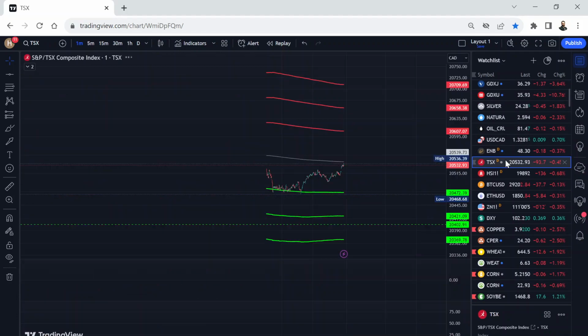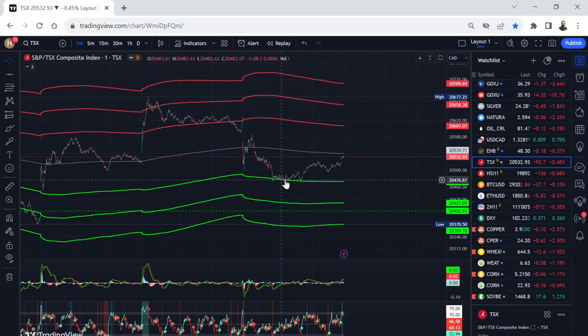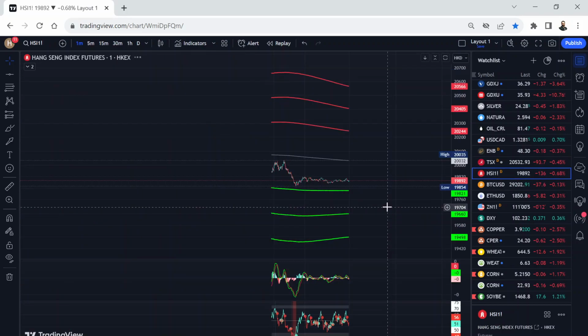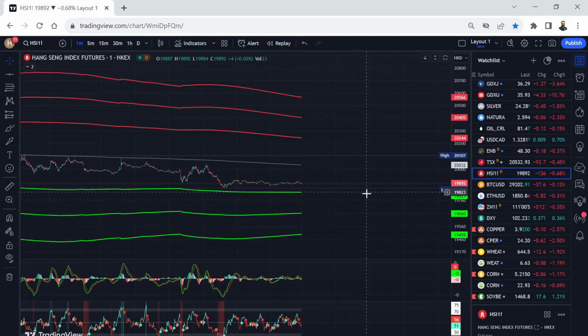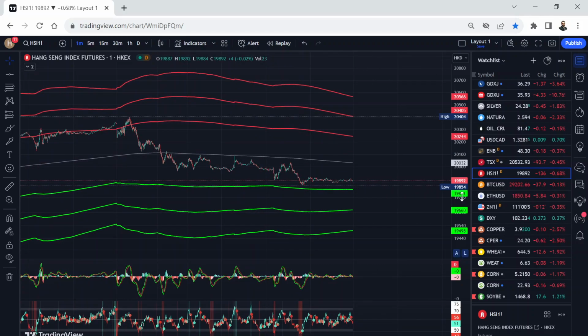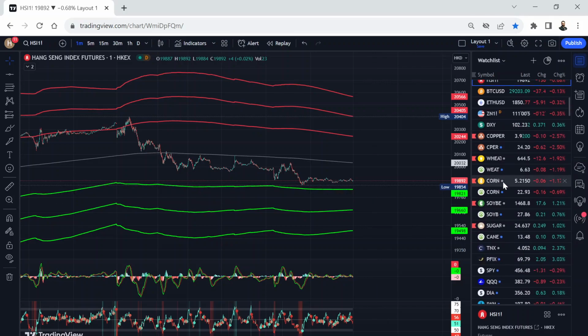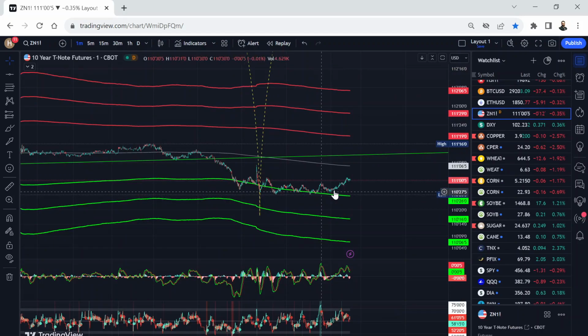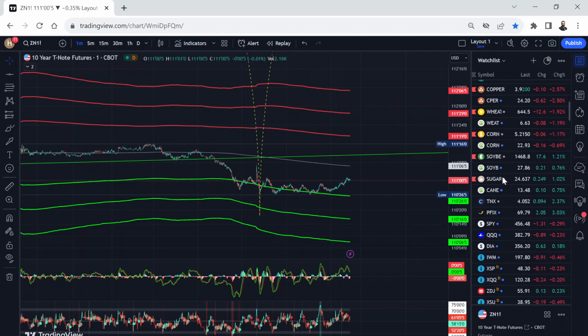And let's look at TSX, Toronto Stock Exchange. This touched the buy zone and is bouncing now. Hang Seng Index came very close to the buy zone. So these are the levels. Tomorrow, if we drop below 19,821, look to buy Hang Seng Index or Alibaba, Baidu. You can buy any of these stocks. And let's look at bonds. Bonds are also in the buy zone. You can buy any bonds you like.